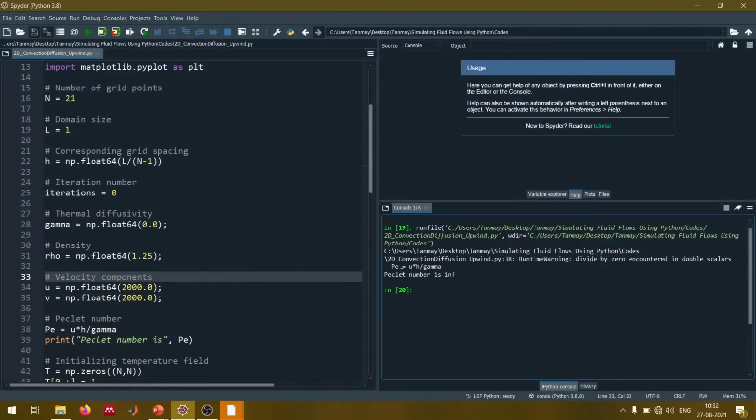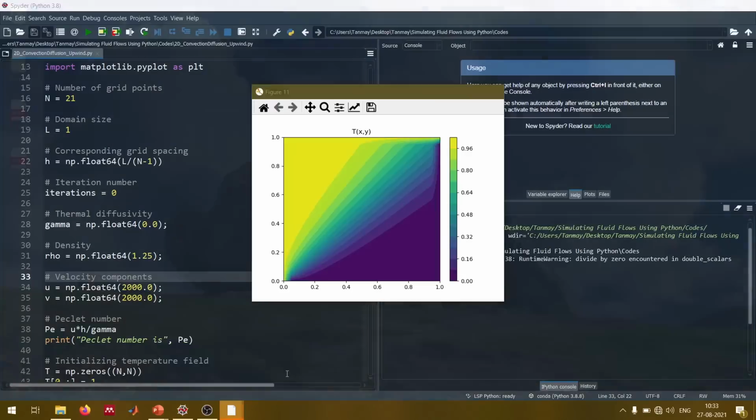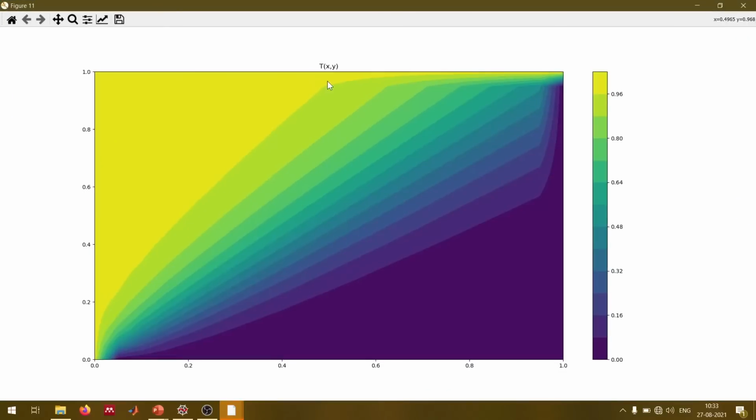So the first important thing is that the Peclet number would be infinity, and the reason is because gamma is equal to 0. And if we look at the temperature profile, in these regions here the temperature is 1, here the temperature is 0, but it still exhibits this band of temperatures between 0 and 1. If there is this band of temperature, that suggests that there had been some fluid mixing, which implies that this particular scheme is prone to false diffusion.